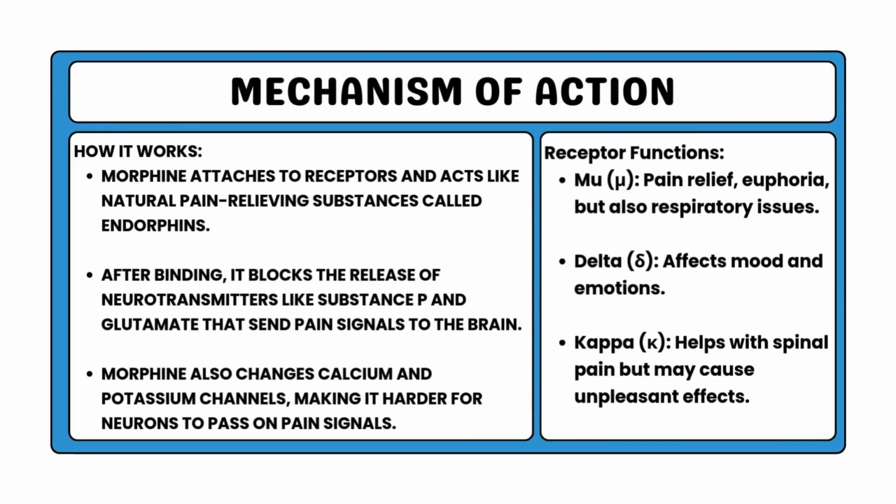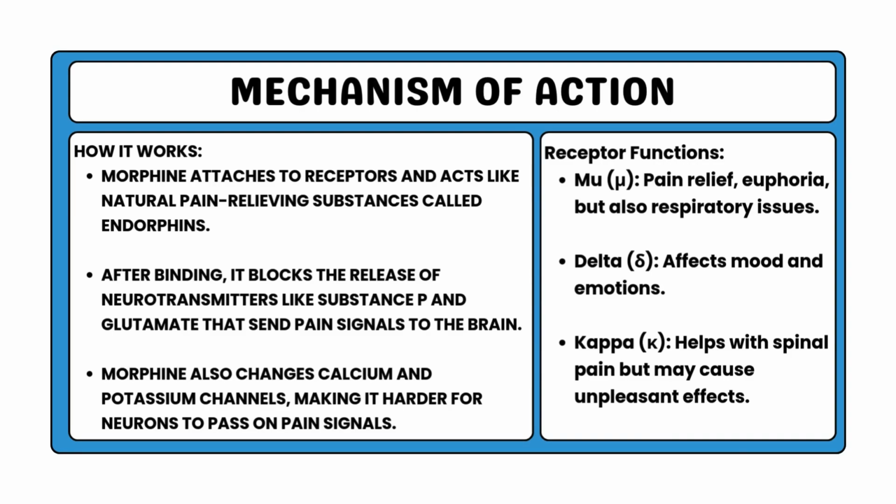Mechanism of action: how it works. Morphine attaches to receptors and acts like natural pain relieving substances called endorphins. After binding, it blocks the release of neurotransmitters like substance P and glutamate that send pain signals to the brain. Morphine also changes calcium and potassium channels, making it harder for neurons to pass on pain signals.